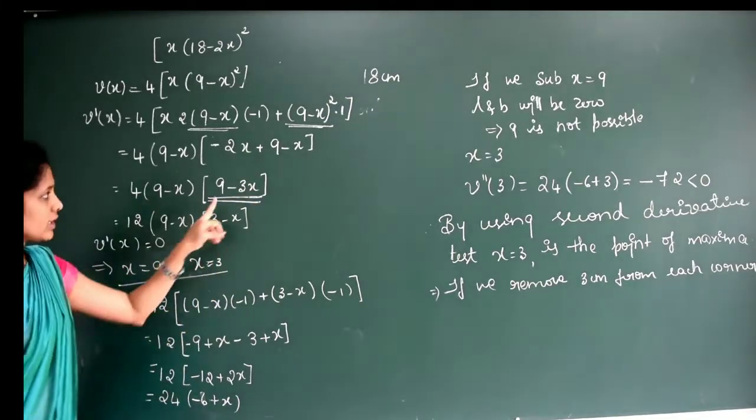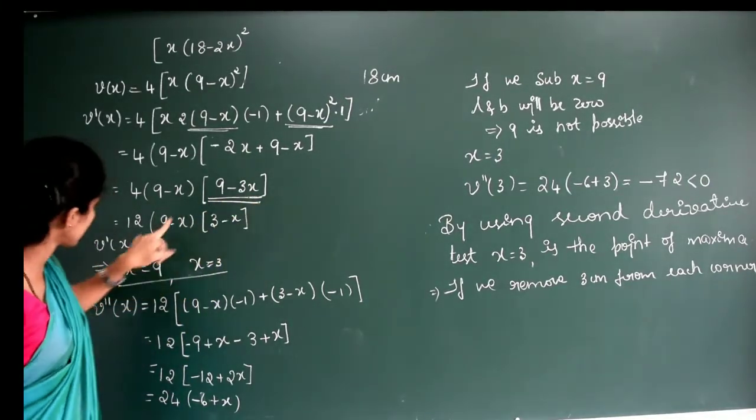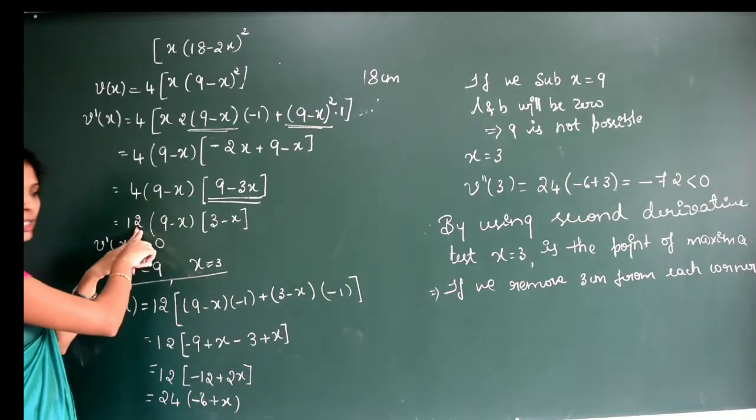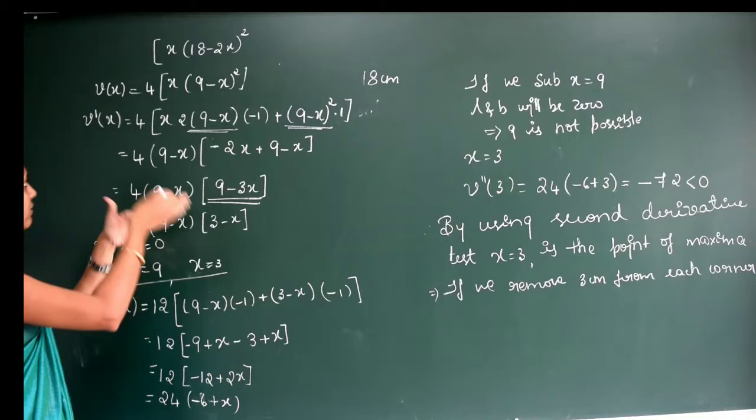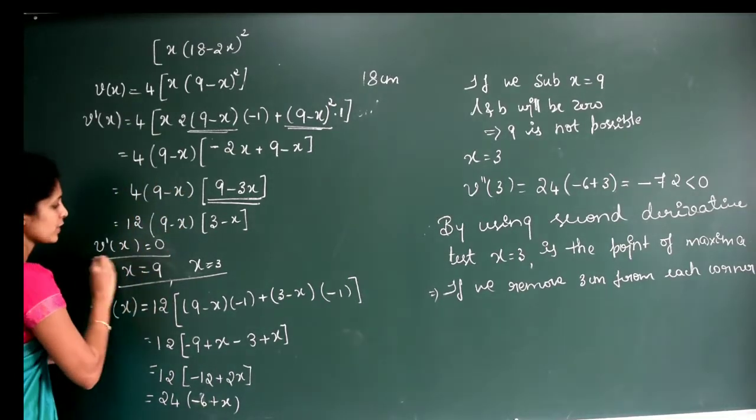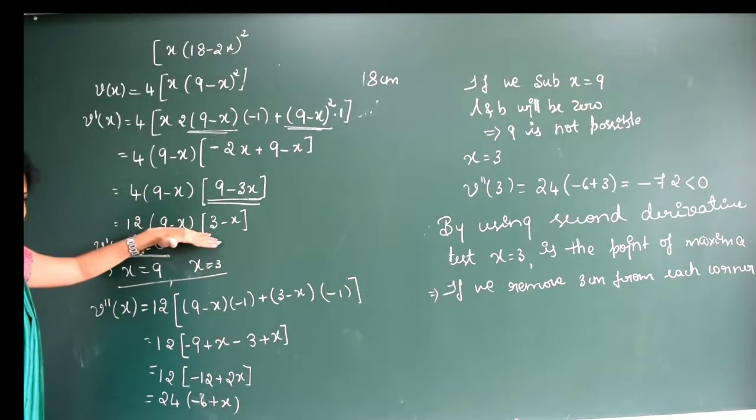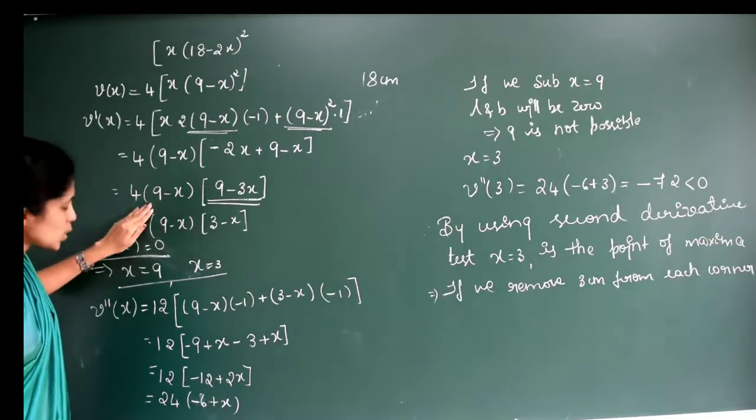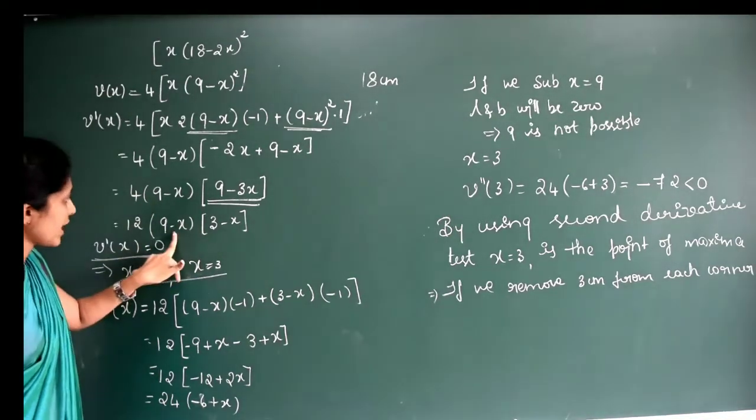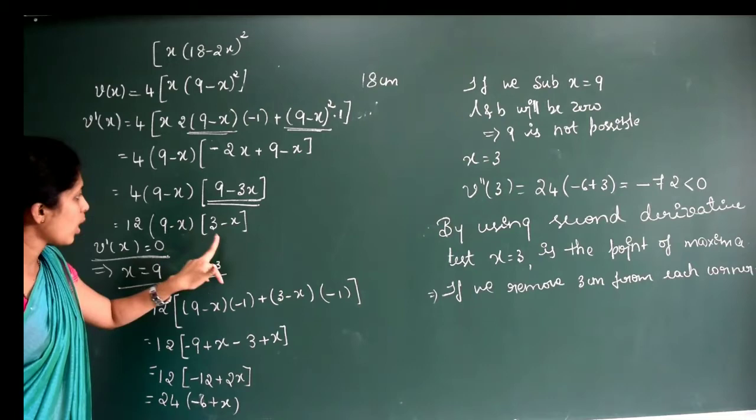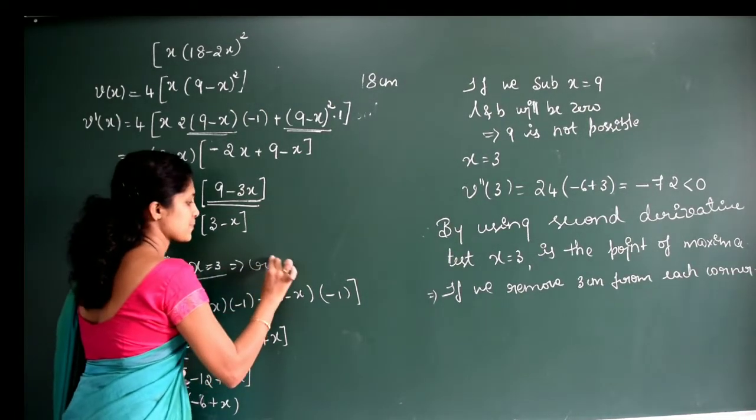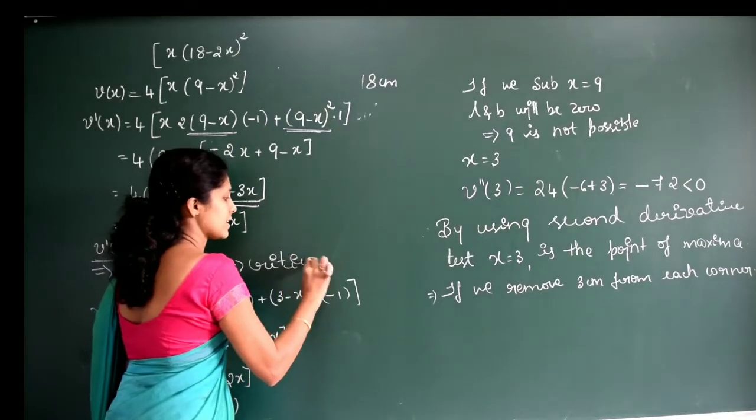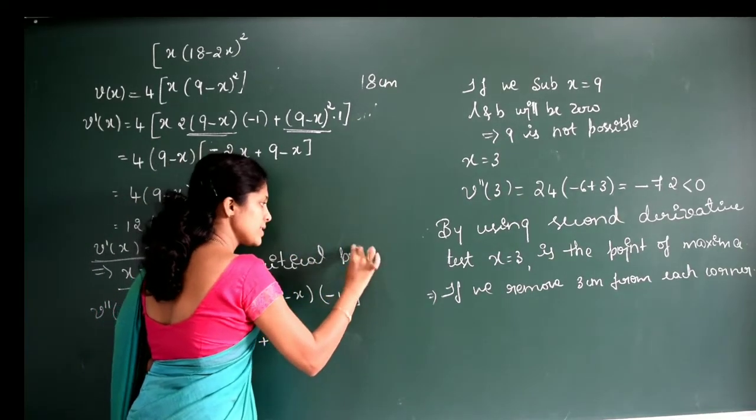So if you simplify this, 4 into 9 minus x, here 9 minus 3x. Again here you can observe 3 is common, right? We have taken out. So this will be 4 into 3 will be 12, 9 minus x into 3 minus x. Now it is in the simplified form. We will equate this to 0. V dash of x is equal to 0. So if you equate this one equal to 0, 12 cannot be equal to 0. So the value of x will be 9 or the value of x will be 3. So these are called the critical points. It's clear? These are the critical points.